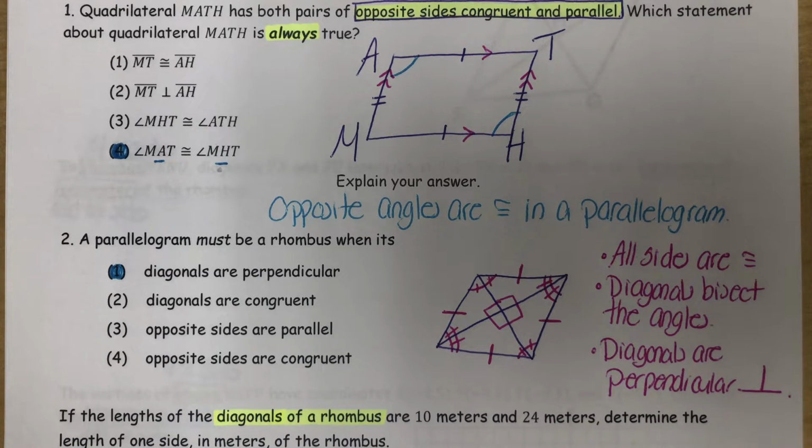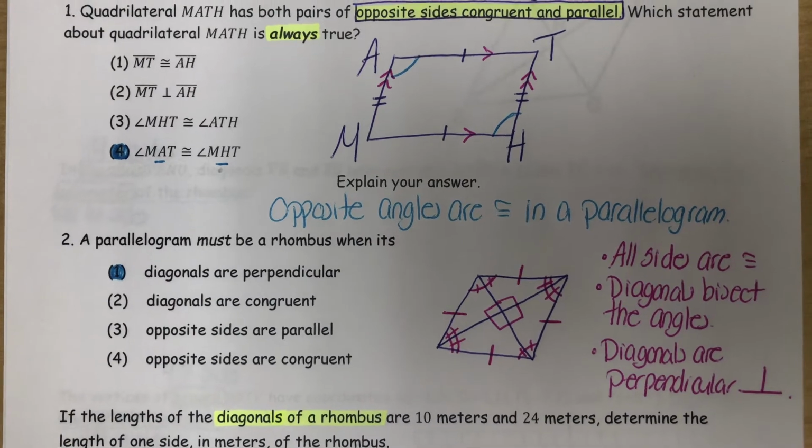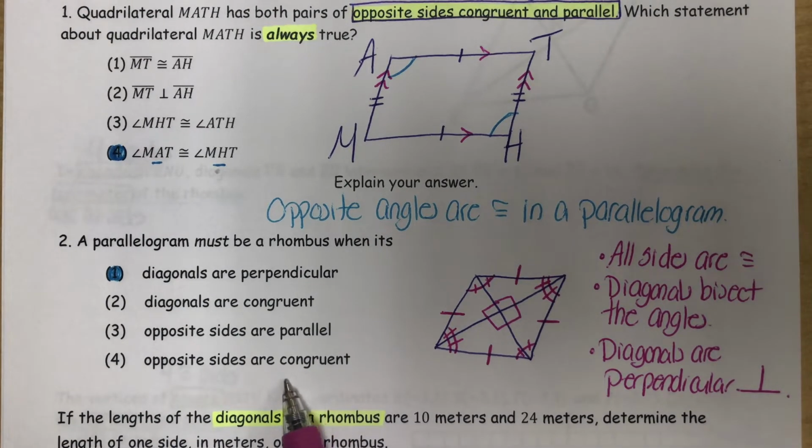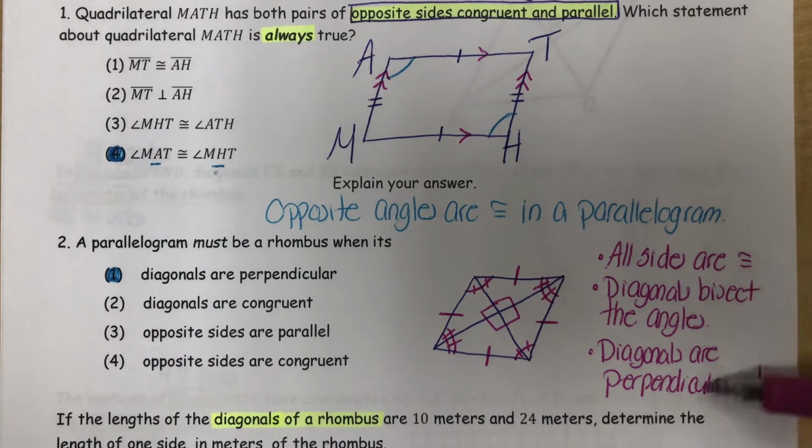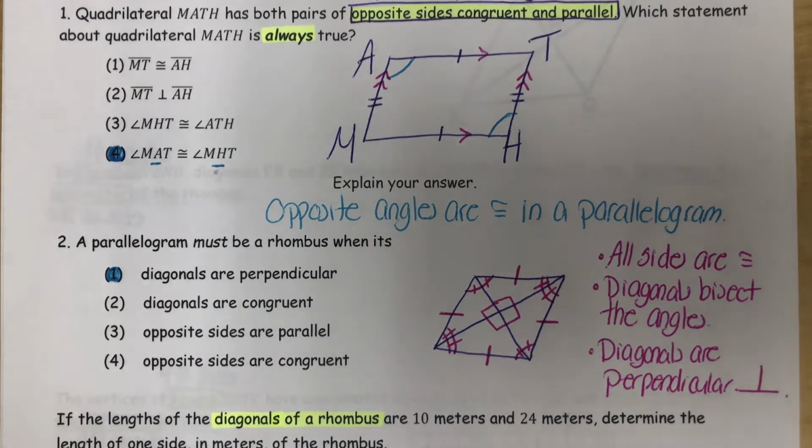If I look at choice 2, the diagonals are congruent. That's in a rectangle. Rectangle and rhombus are not related, so totally separate. Choice 3, opposite sides are parallel. Opposite sides are parallel in a parallelogram. All right, so that's not enough to then make it a rhombus. And then choice 4, opposite sides are congruent. Again, that's true in a parallelogram. That's not enough to make it a rhombus. One of these makes it a rhombus. All right, so that was number 2.